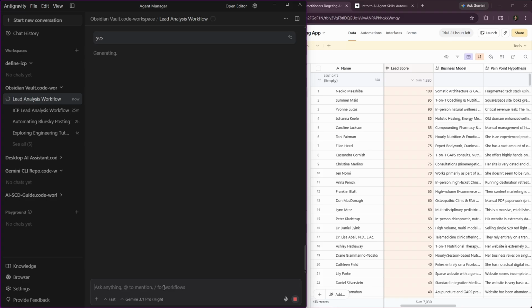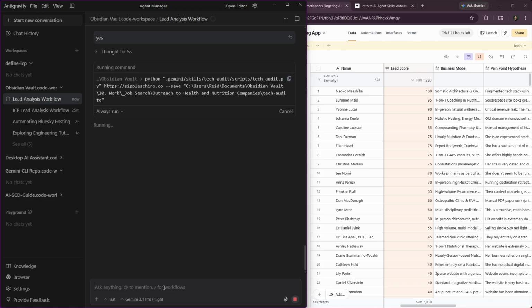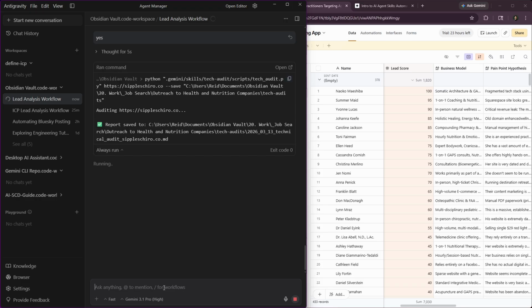So this is Google's Anti-Gravity, and I have loaded an agent skill into it. It's been running for a few times, and all I did was tell it to find my next lead. And using this special agent skill, this is what it's doing right now.